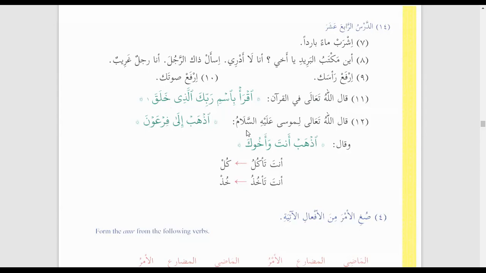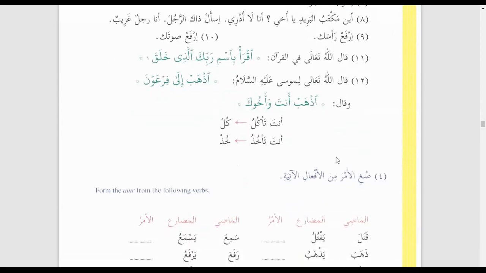Fir'aun is partially flexible, a non-Arabic name, so that's why it is Fir'aunu, Fir'auna. اذهب إلى فرعون, go to Fir'aun. Now here we have وقال اذهب أنت وأخوك, and he said, go, you and your brother as well.